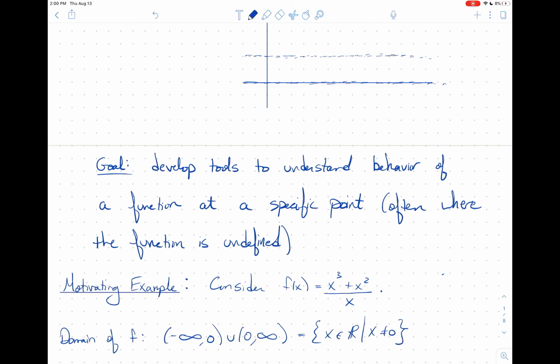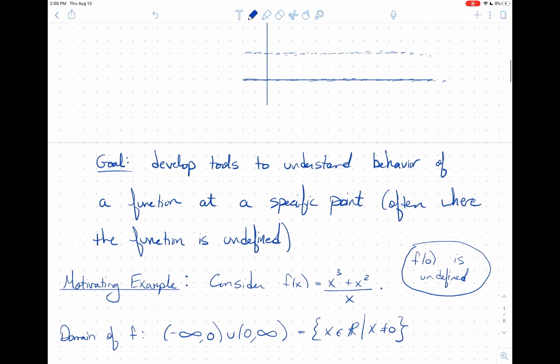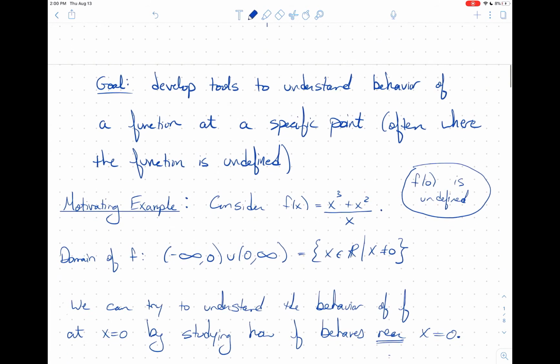Okay, so the question that we want to understand is what happens at 0. On the one hand, we need to realize that f of 0 is undefined. That's it. The function is not defined there. You can't talk about f of 0. And yet, there's more to the story. So what I want to do is switch the screen to Mathematica, and we're going to try and understand the behavior of f at 0 by studying how it behaves for values near 0. So let's switch the screen. I'm going to pull Mathematica up, and we'll run some numbers together.